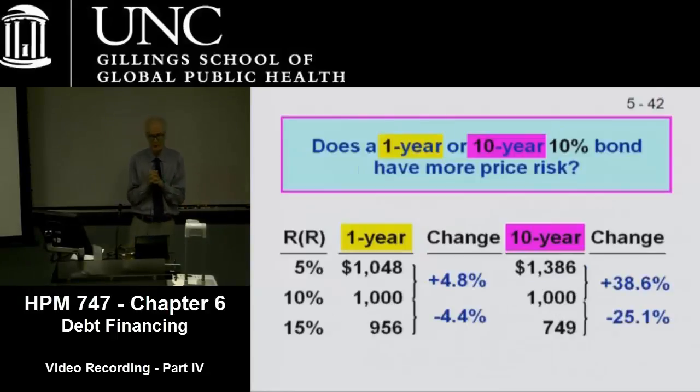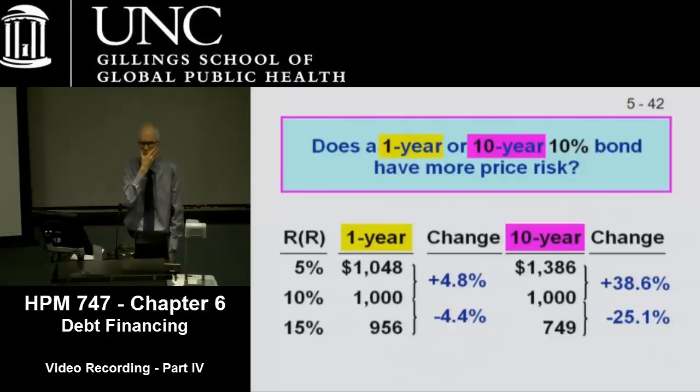So let's look at price risk for a second. What do you notice about that table? You've got a 10% bond, the one that was talked about all through the class. And now interest rates go down to 5% or interest rates go up to 15%. One bond's got 1 year left to maturity, one bond's got 10 years left. What do you notice? The change in price is a lot higher for the 10-year bond. The 10-year bond has much greater swings in price. Why?